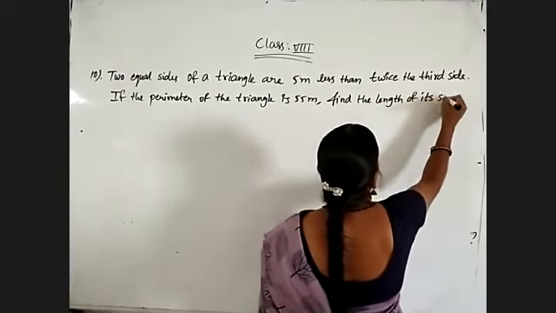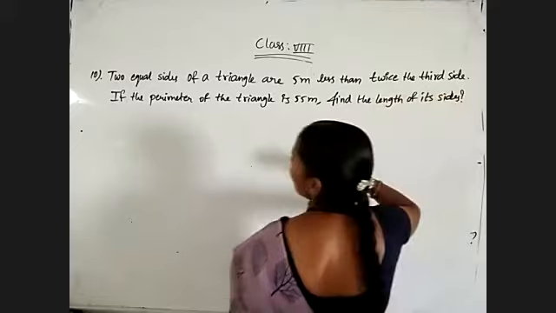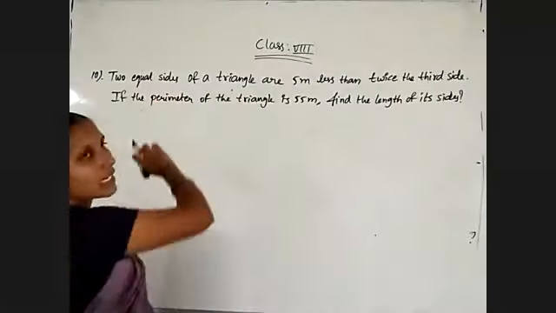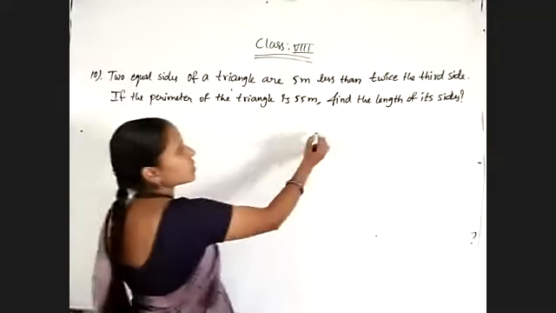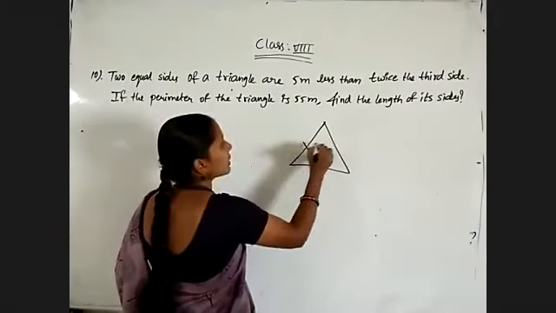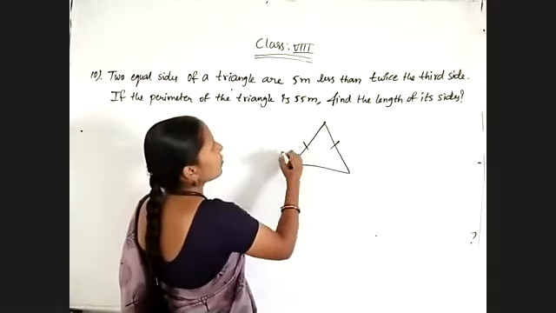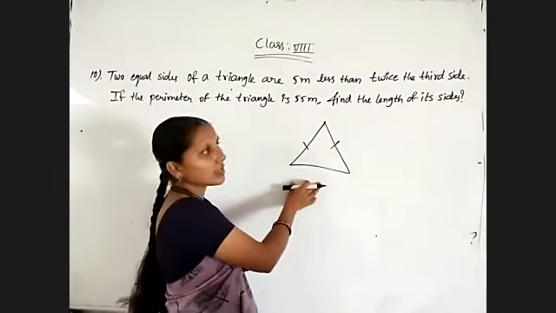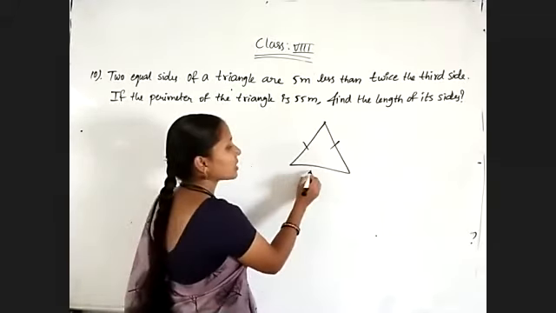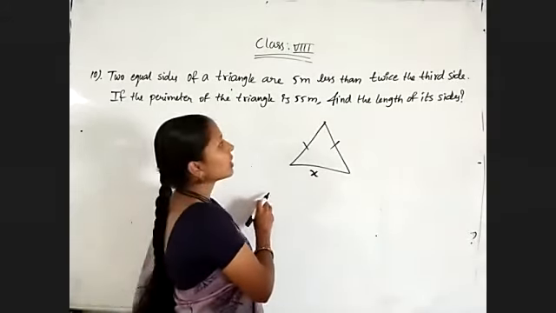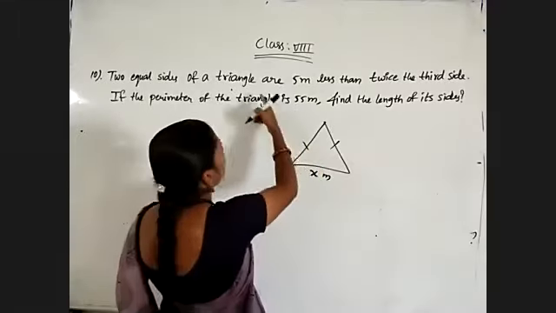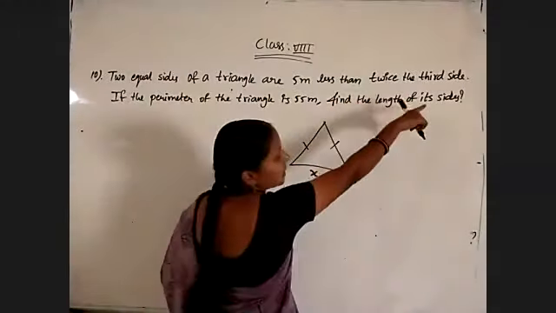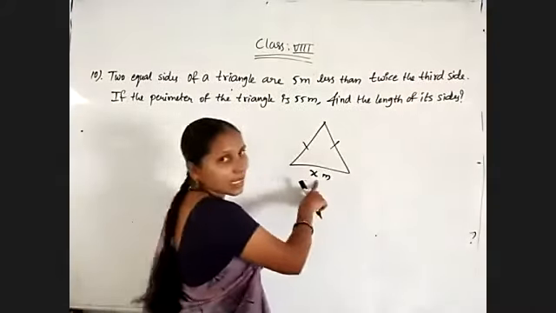So again, here which shape is given? Observe. Two equal sides of a triangle, so triangle, two equal sides are mentioned. That means it is an isosceles triangle. Two equal sides of a triangle are 5 meters less than twice the third side. So what is the third side? That they did not mention. So let the third side be x meters. Then those two sides will become 5 meters less than twice the third side.